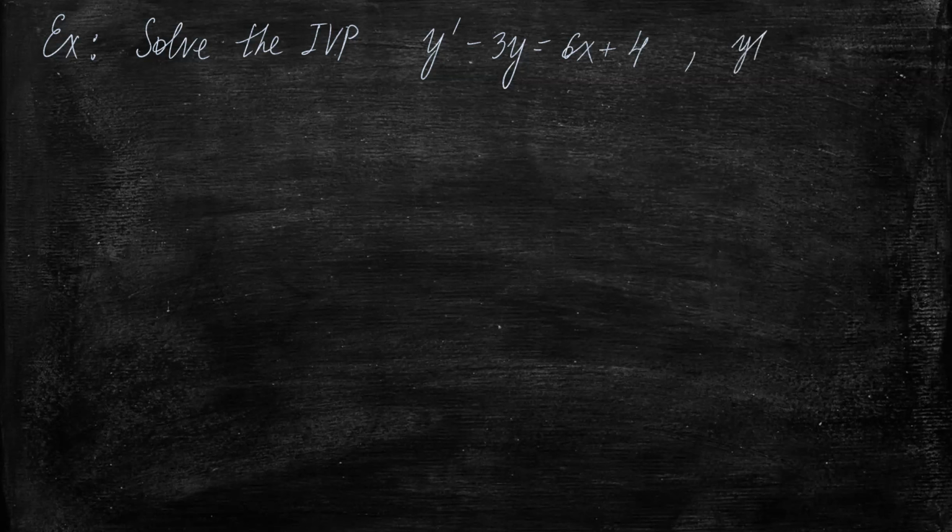So let's try this example. Solve the initial value problem, which is this equation, and this is the initial condition, and we assume that we know the general solution for this differential equation. It is c e to the power 3x.